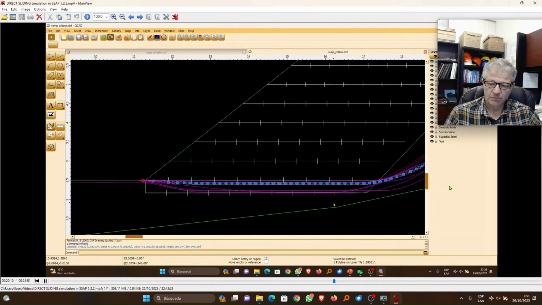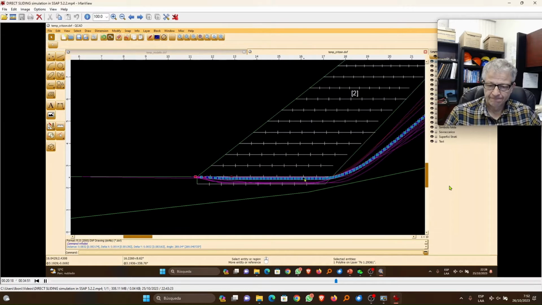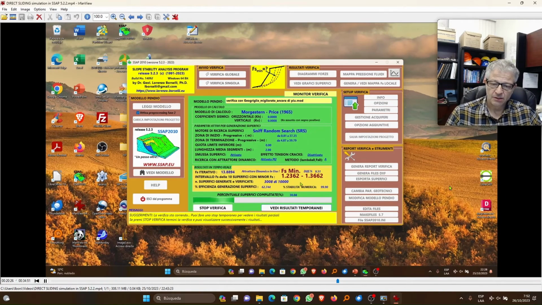For example, because we have a FDS of 0.6. But you can see that the sliding surfaces are not circular at all.